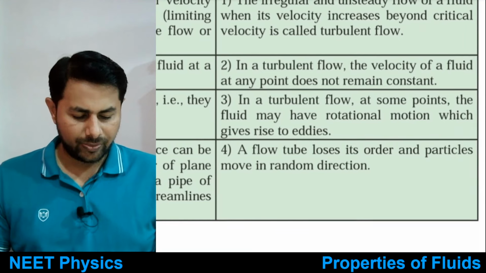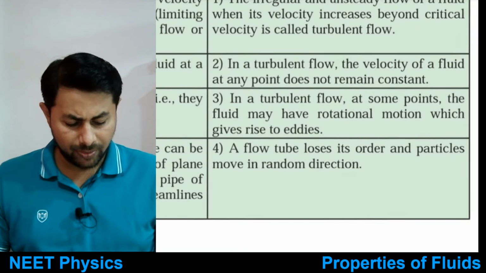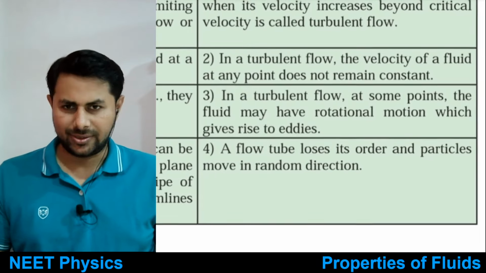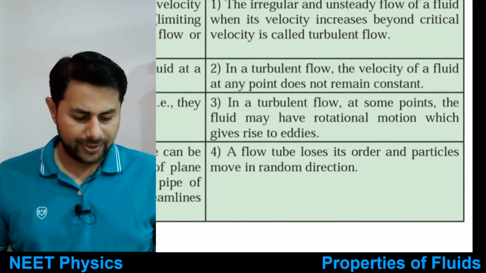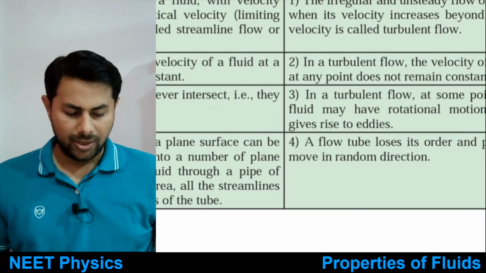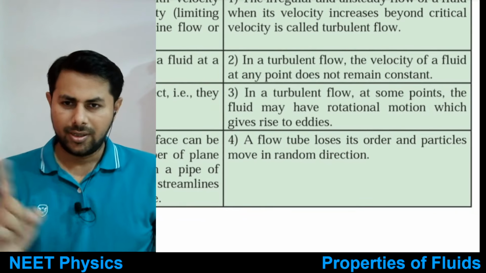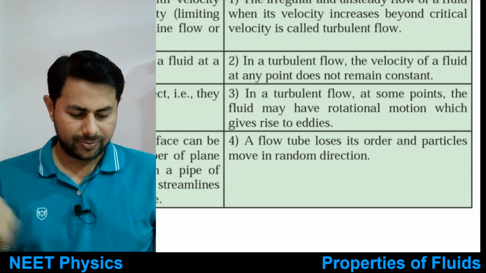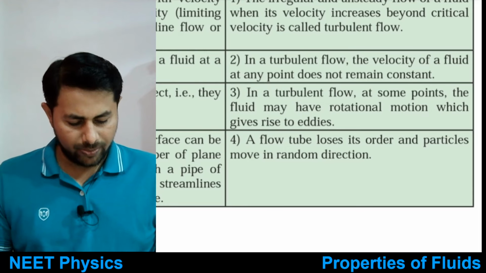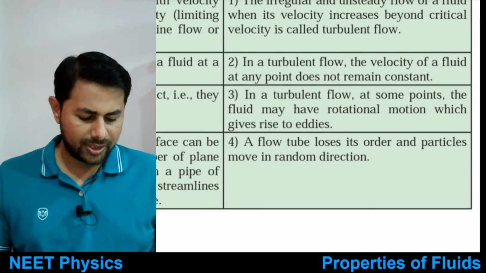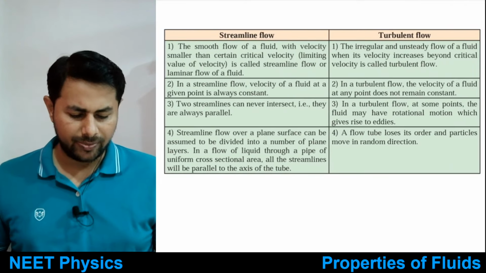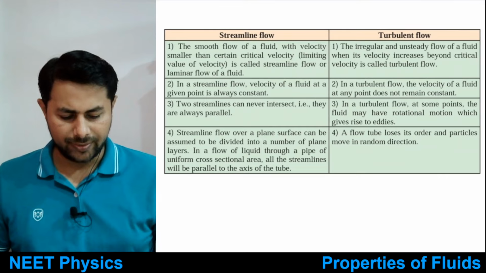In turbulent flow, at some points the fluid may have rotational motion, which gives rise to eddies, right? So you know eddies, eddies in a river. If the flow is turbulent, then it can give rise to rotational motion and it gives rise to eddies. A flow tube loses its order and particles move in random directions. So we have seen this. These are some properties of turbulent flow, right?